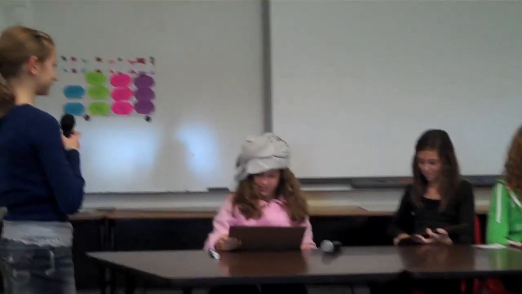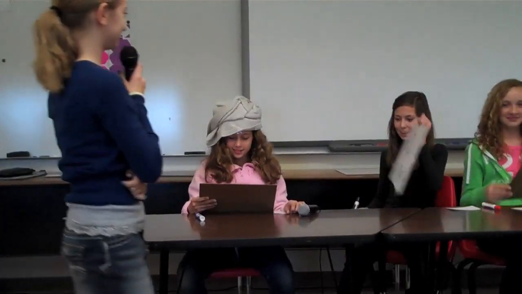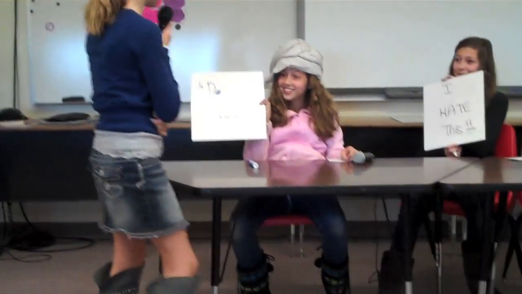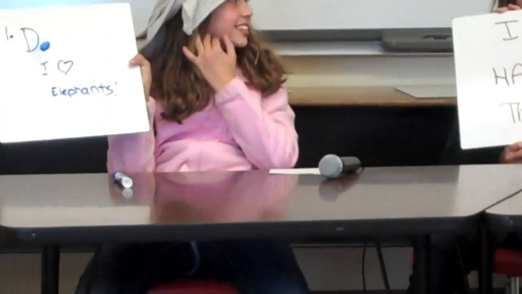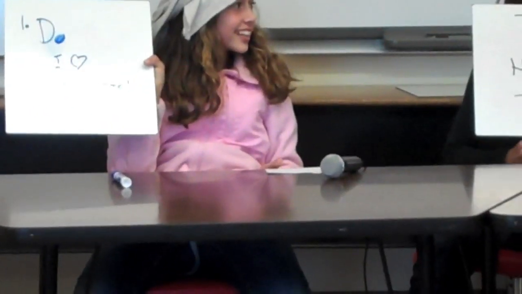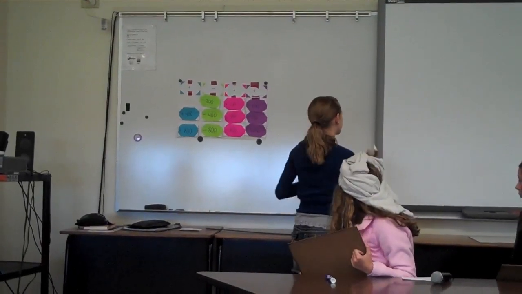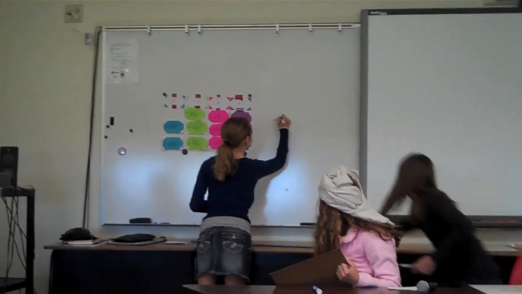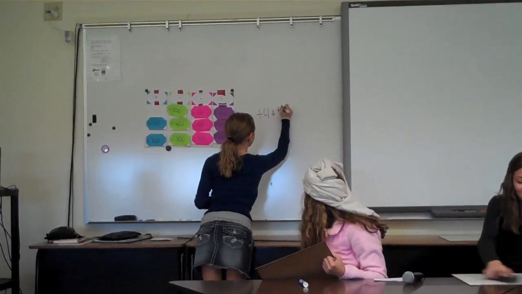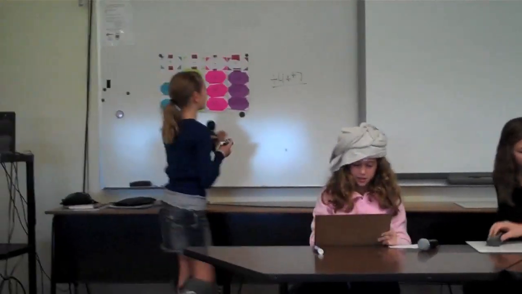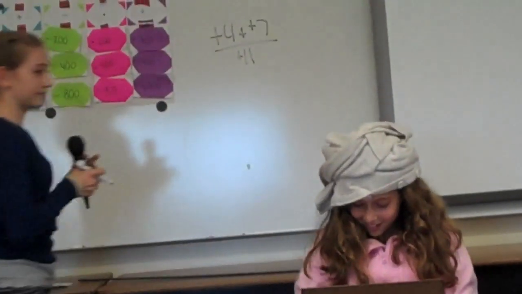Is everybody ready? Show your answers. D, I love elephants, wrong. I hate this, wrong. And A, milk a cow? Wrong. See, when you are adding integers with the same sign, it will always be the sign that you have. So for this one, it would be positive 11. Do you understand?